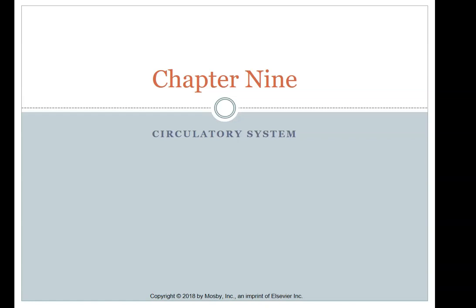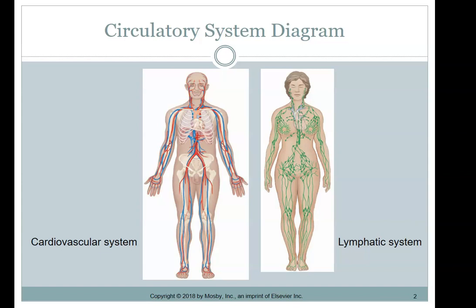Chapter 9, the Circulatory System. The circulatory system diagram. The circulatory chapter codes include those from both the cardiovascular and lymphatic systems. Note the use of color to signify the vessels of the circulatory system: red for arteries, blue for veins, and green for lymphatic vessels.